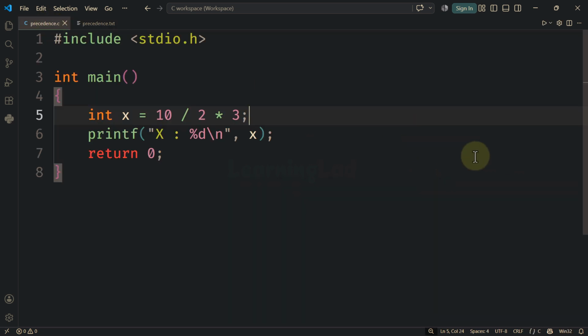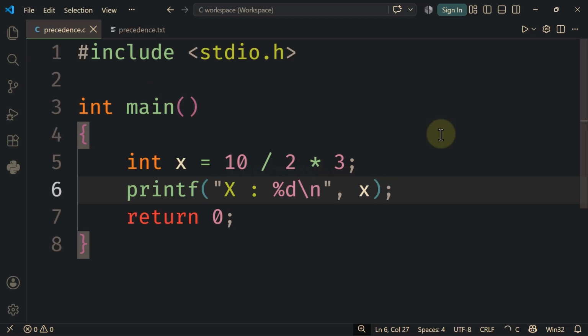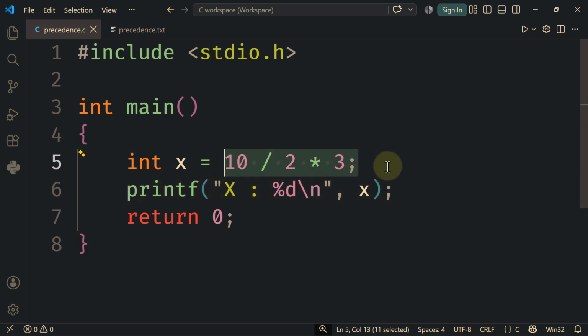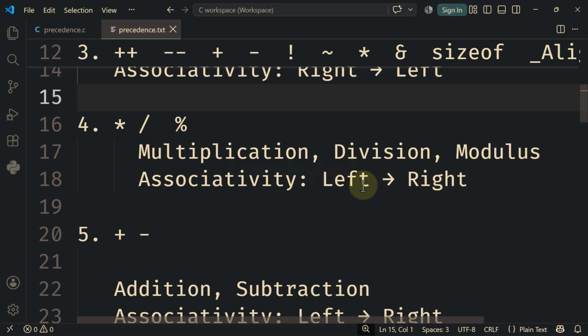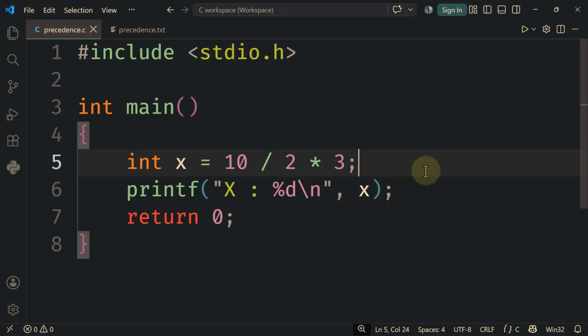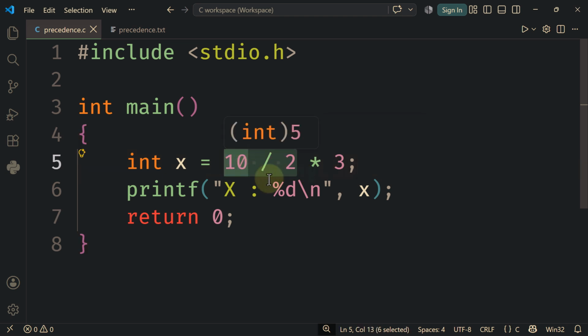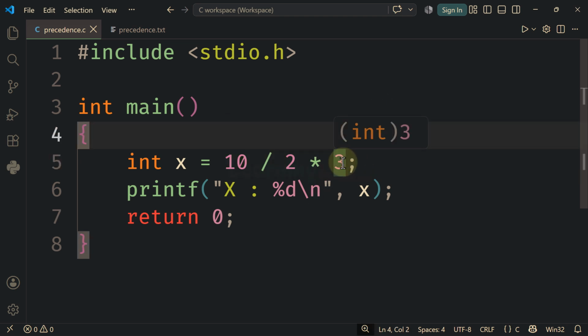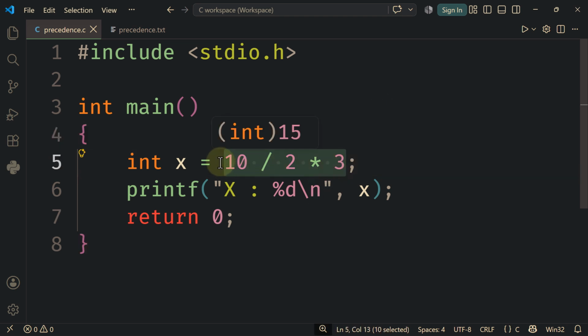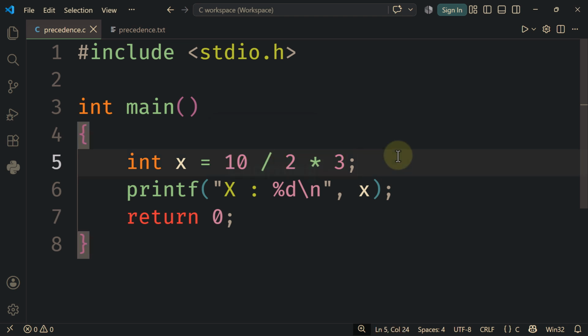So here, now if I come back to this particular expression, now here I have multiplication and division operator. Both have the same precedence, but the associativity is from left to right. And because of that, in this particular expression, the division operator is evaluated first, and then the multiplication operator is evaluated. Because of that, the result will be 10 divided by 2, which will produce 5, multiplied by 3, which will produce 15. So if I use the IntelliSense here, we can see the result is 15. Now if I run this program, it will produce the result of 15.